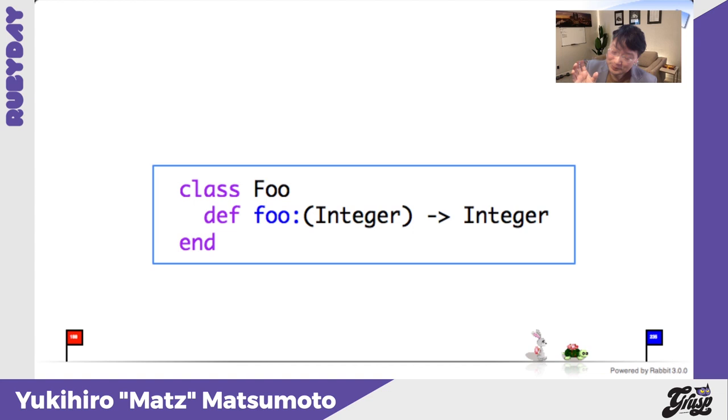By using the single line pattern matching, you can use it as an assignment. We also introduced numbered block parameters, like 1, 2, 3 map, underscore 1 times 2 or something like that. It makes simple blocks even easier. This is what we provide for Ruby 3.0.